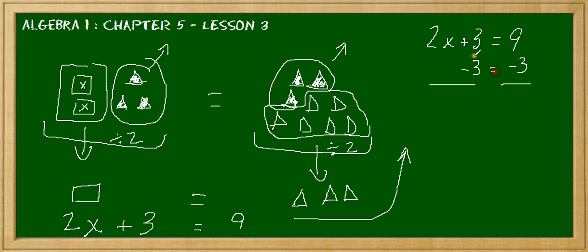So negative 3 being subtracted from both would leave us with 2x, which is equal to, well, that's 3 again, 2x plus 3 minus 3 is 0, so it's 2x, and then 9 minus 3 is equal to 6. So again, we're back to where we were here with 2 bricks, and we had 6 1-pound weights. So now the equation 2x is equal to 6 represents that subtracting 3.